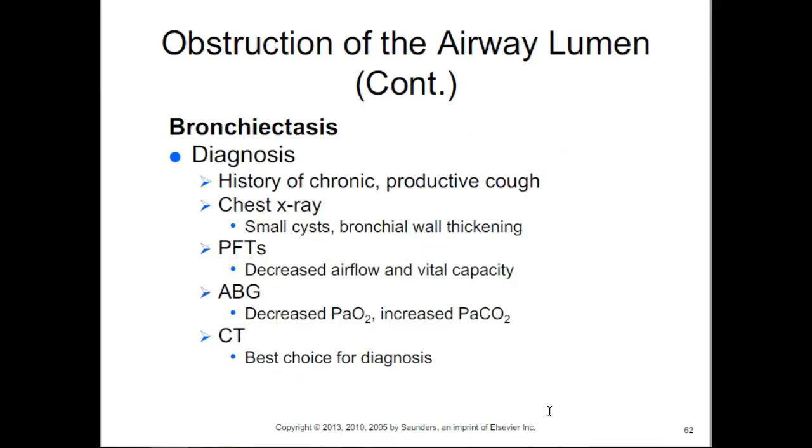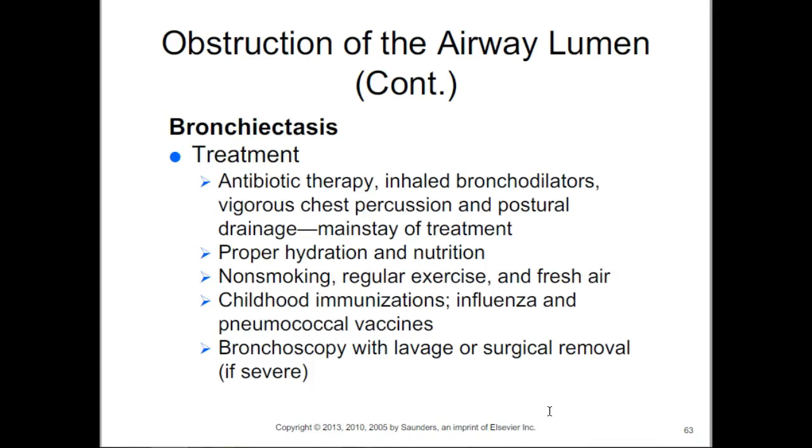All right, so the diagnosis is usually in the chest x-ray, where you can see the cysts. Also, a history of chronic productive cough can lead you in that direction of bronchiectasis, right? So you'll see a pulmonary function test with decreased airflow and vital capacity, with an arterial blood gas of decreased partial pressure of oxygen and increased partial pressure of carbon dioxide. And the CT scan is probably the best, so you can get a very good image of what's going on in the chest.